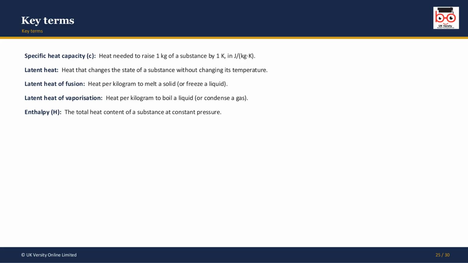Let's lock in the thermal terms. Specific heat capacity, c, is the heat needed to raise 1 kilogram of a substance by 1 Kelvin, in joules per kilogram per Kelvin. Latent heat is the heat that changes a substance's state without changing its temperature. The latent heat of fusion is the heat per kilogram to melt a solid or freeze a liquid, and the latent heat of vaporization is the heat per kilogram to boil a liquid or condense a gas. And enthalpy, H, is the total heat content of a substance at constant pressure.